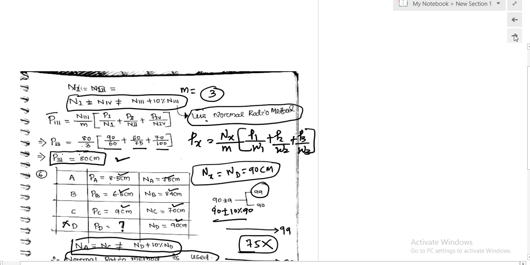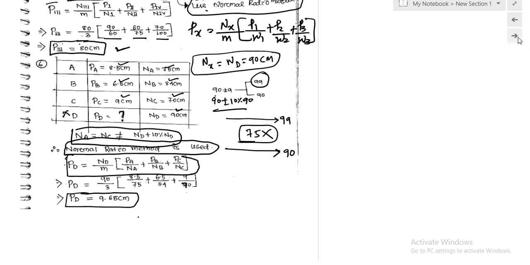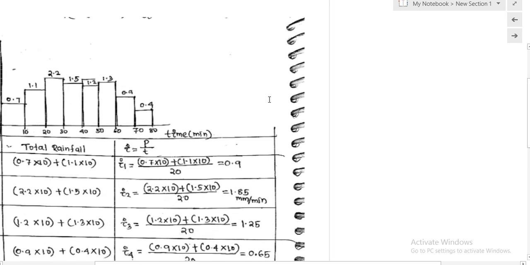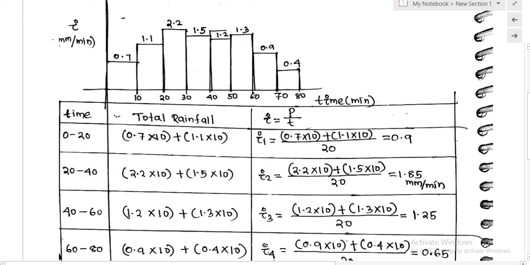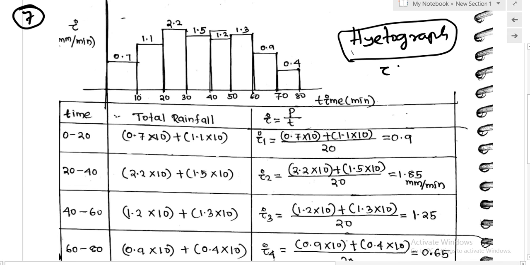So this is question number 7. Now it is actually given for 10 minutes. Here this is the hydrograph. The hydrograph is the graph between rainfall intensity versus time. Now this is given 0 to 10, and we can measure this as 0.7, this is 1.1, 2.2, as we observed.